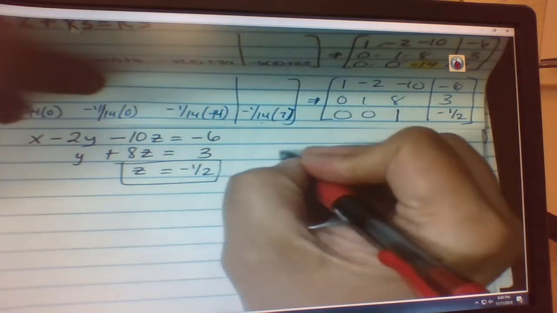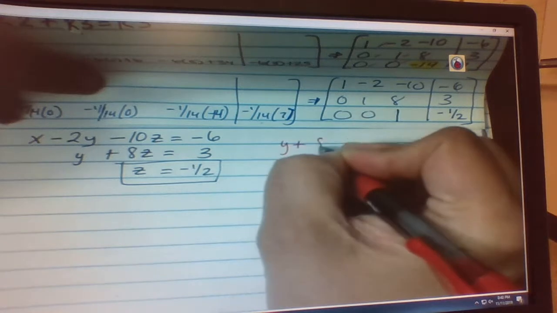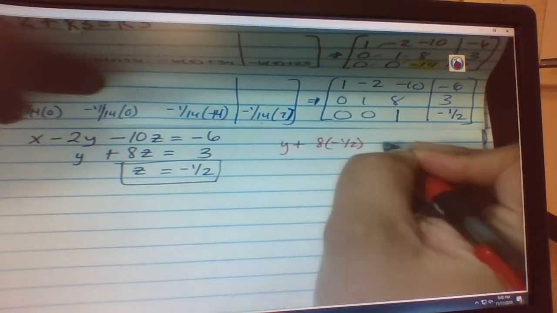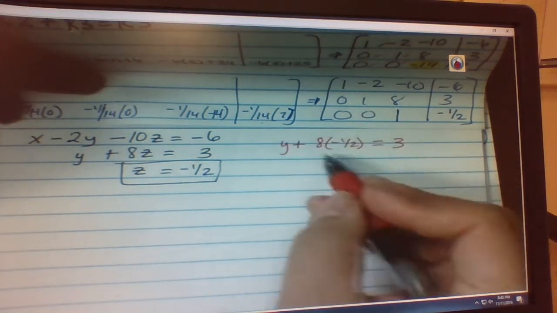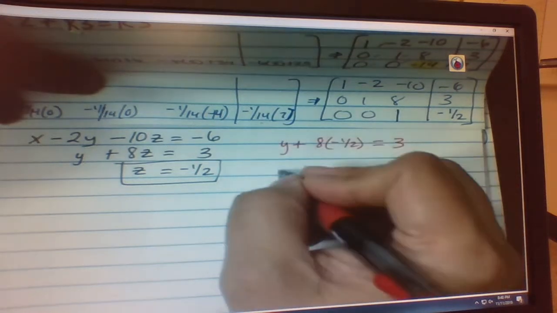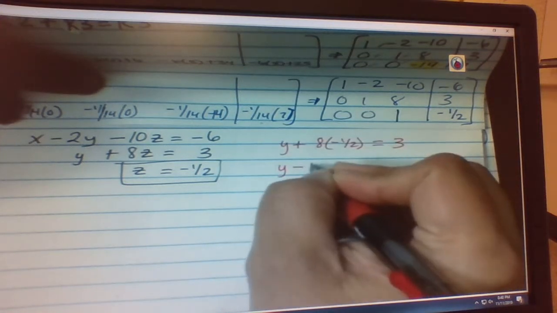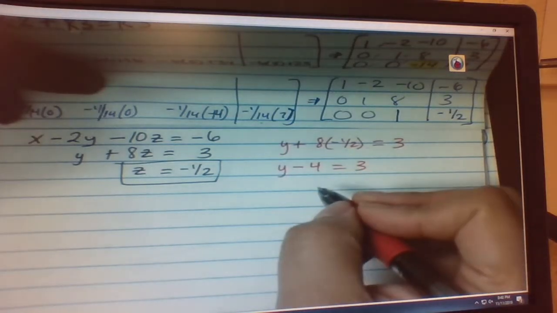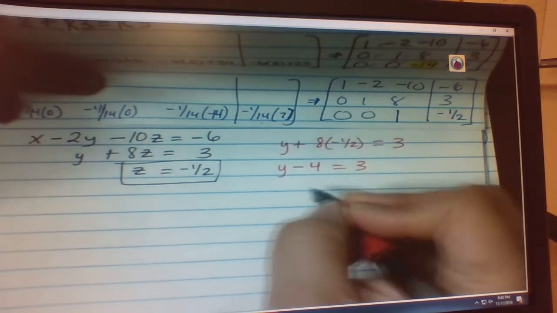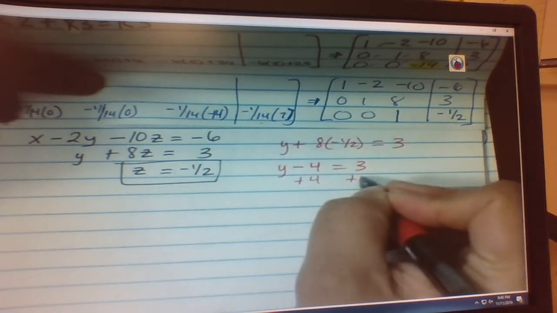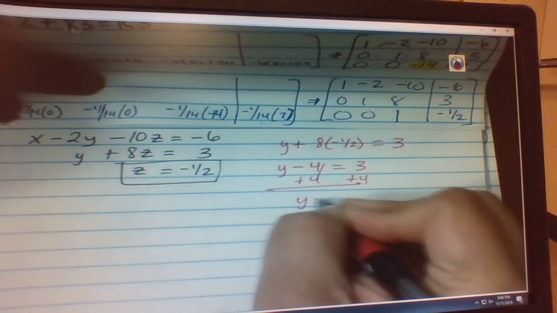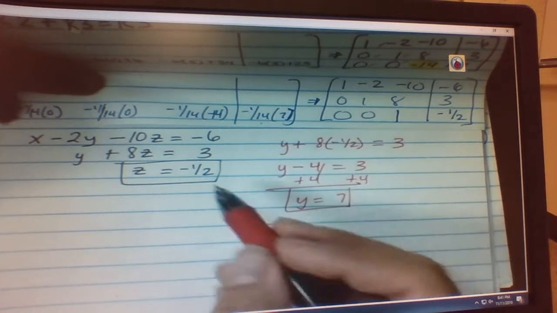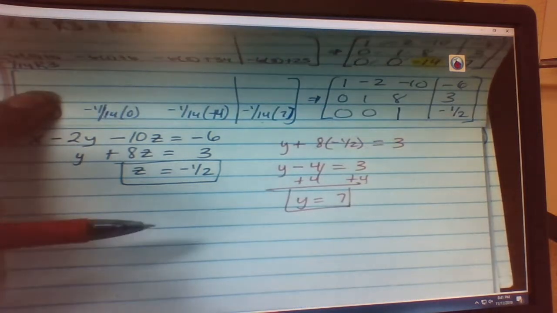So this becomes y plus 8 times the negative 1/2 equals 3. And what is half of 8? 4. And it's a negative 4, right? And then what do I do? Add the 4, and I get that y is 7. So now I know my z, now I know my y, and you plug it into the first one.